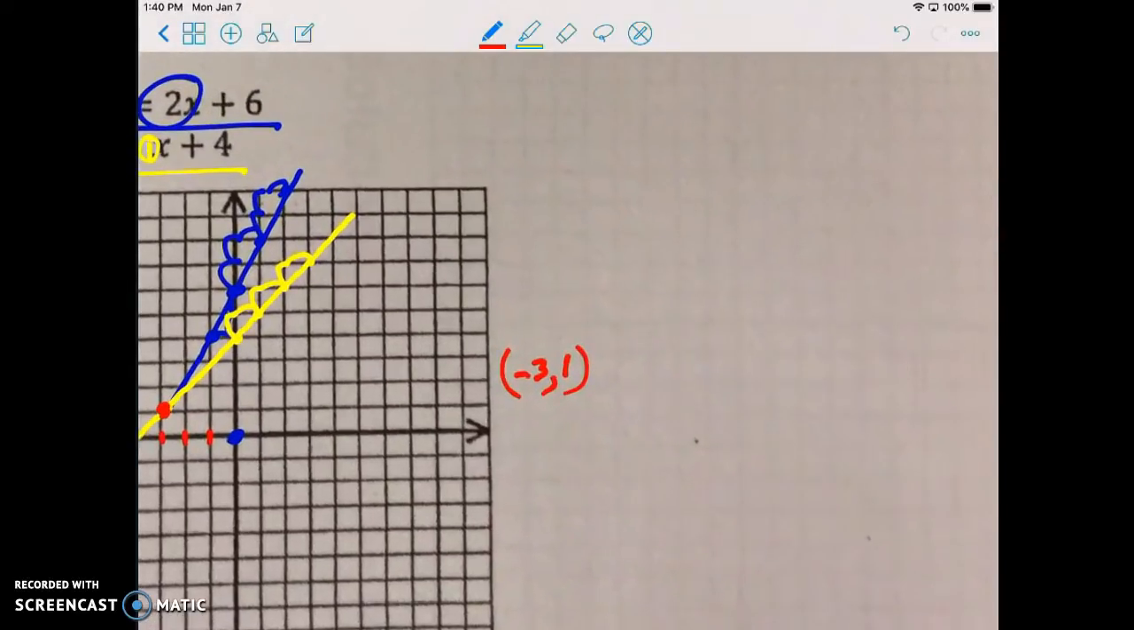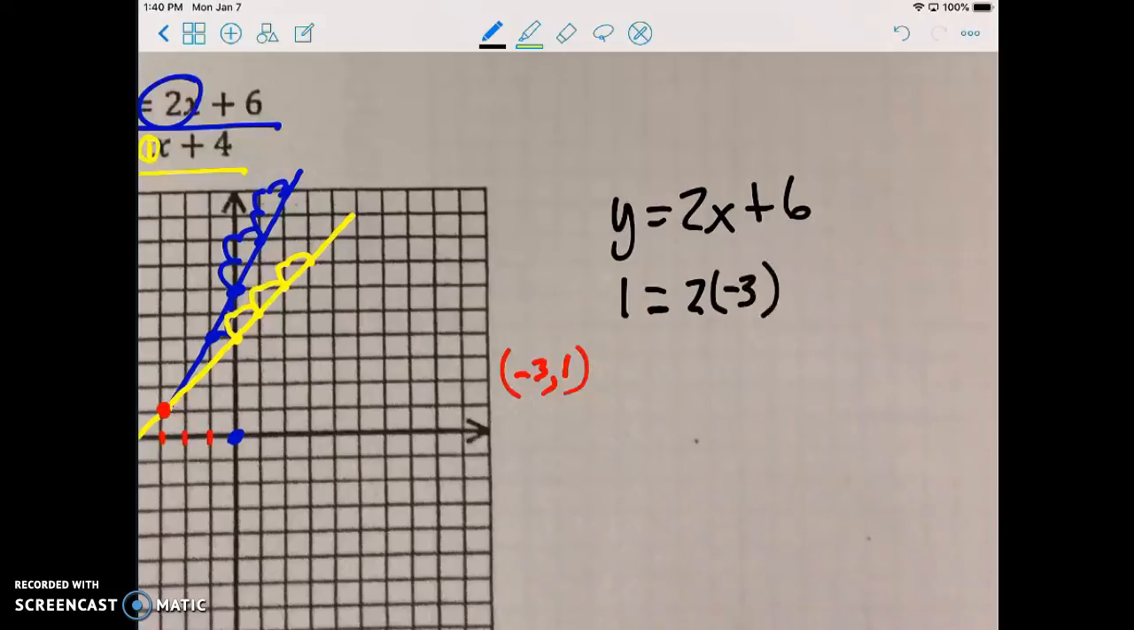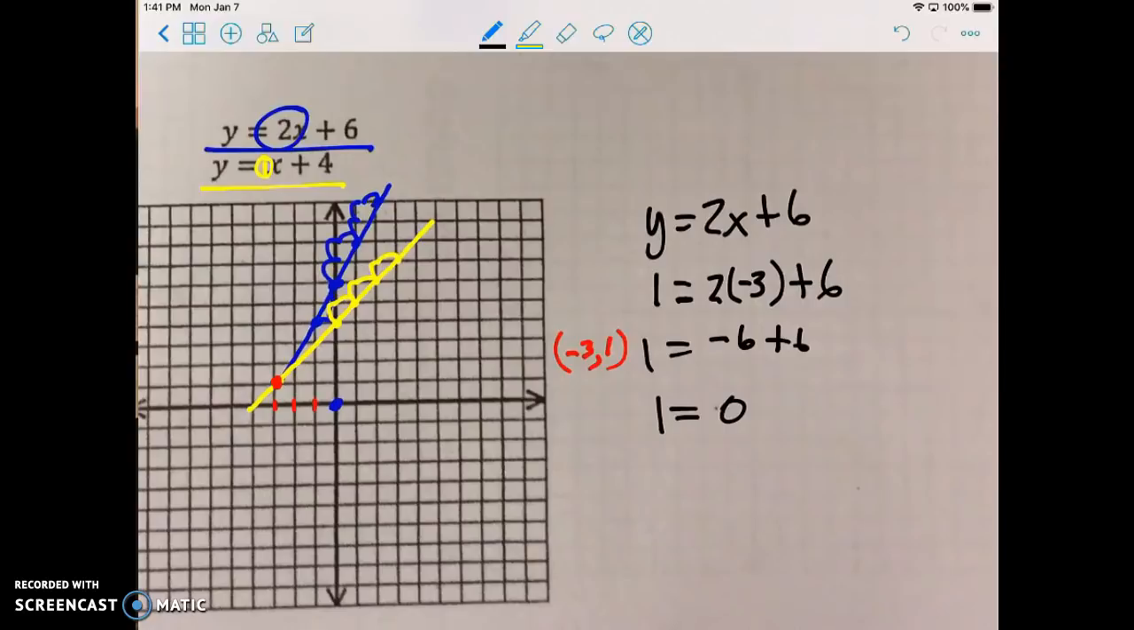So we plug in, so we start with the first equation. y equals 2x plus 6. We plug in 1 here, because that's your y, and 2 times negative 3, this is negative 6 plus 6. So this does not work because we notice that they don't match. So therefore, that cannot be right.